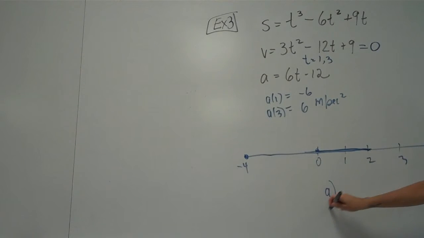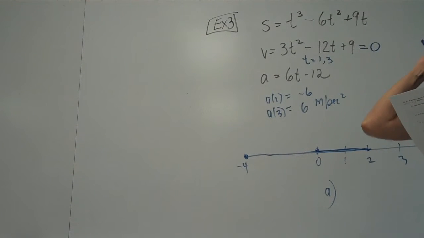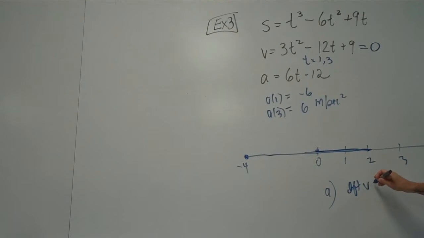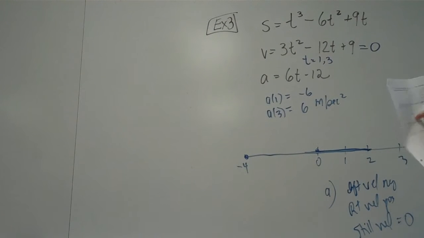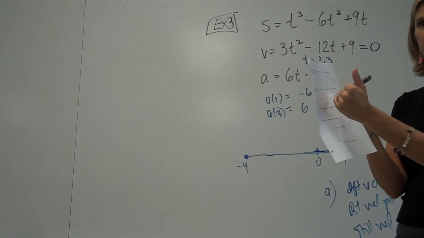So question A, when is P moving to the left? When is P moving to the right? And when is P standing still? There's a couple ways to think about this, but the most general way, especially if you have trouble with this, is remember, left is when velocity is negative, right is when velocity is positive, and still is when velocity is 0.